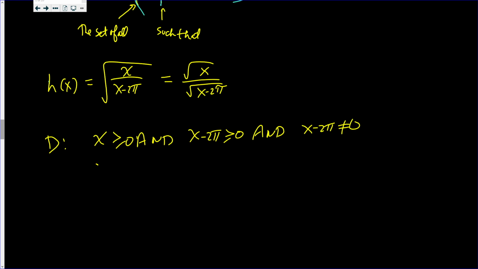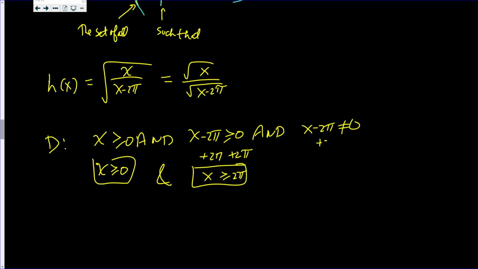So the first one is solved. x is at least 0. Add 2 pi to both sides. x is at least 2 pi. And for the last one, add 2 pi to both sides. x cannot be 2 pi.